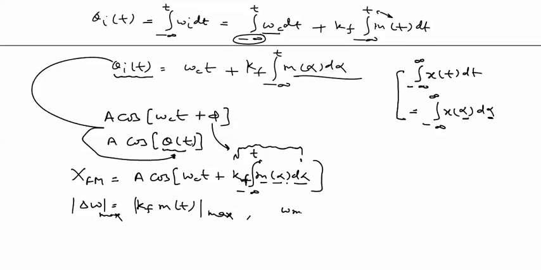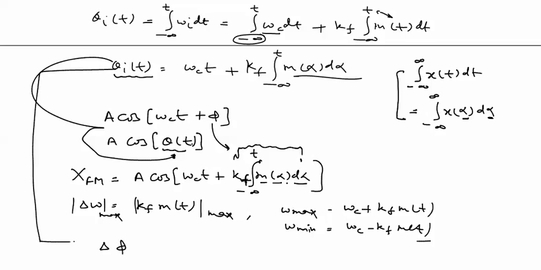If we want to calculate the maximum frequency, it is omega c plus kf mt, and the minimum frequency is omega c minus kf mt. If mt goes in both directions, we get a symmetrical wave pattern. The second component we can calculate is the phase deviation. Phase deviation comes from this expression: this component subtracted from the instantaneous phase.